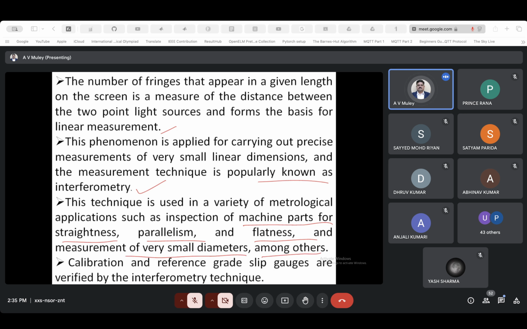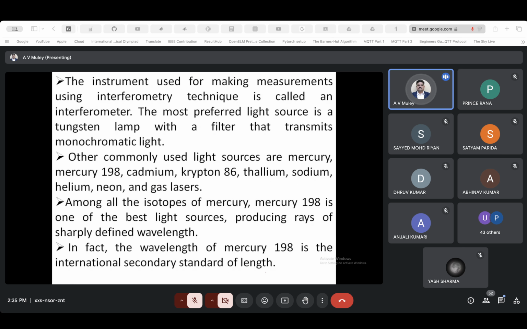Calibration and reference: slip gauges are verified by interferometry. So जो calibration आपको करना है slip gauges का, ये reference जो भी होगा आपका, we can carry out with the help of this interferometry concept. The instrument used for making the measurement using the interferometry technique is called an interferometer. The most preferred light source is a tungsten lamp. कौन सा लैम्प यूज करेंगे यहाँ? Tungsten lamp with a filter that transmits the monochromatic light.